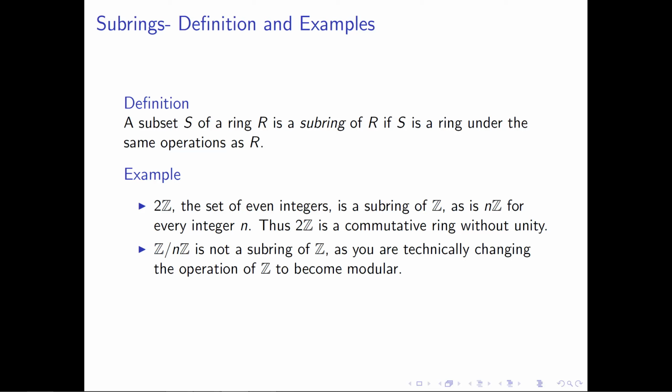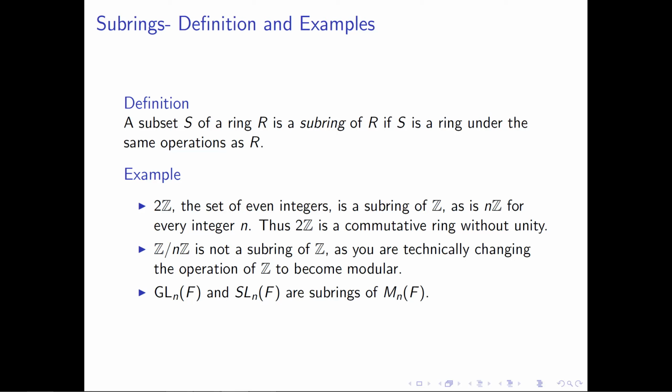This is an easy confusion to make. And if you initially had this suspicion about Z mod n, I would still think that you had some good thoughts going on and that you were thinking about things properly. There is a relationship between Z mod n and Z. However, the relationship is not properly categorized as a subring, but we will explore this relationship as we get further on in the semester.